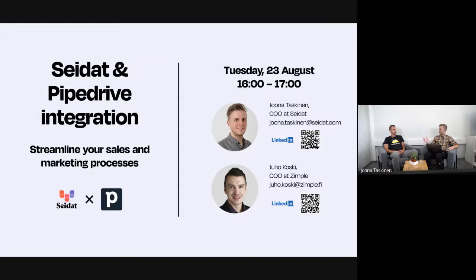But yes, I'm here with Juho. He's representing a company called Zimple. I'm gonna let Juho introduce himself in just a minute, but I'll introduce myself first. My name is Joona, and I work for Seidat. Seidat is a company that is going to be introduced in a while, but yeah, Juho, you want to introduce? My introduction wasn't that great, so easy to go better.